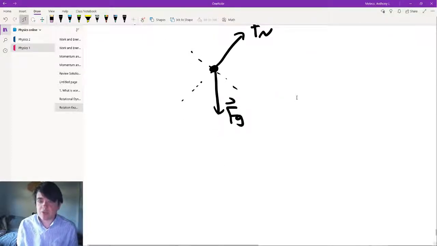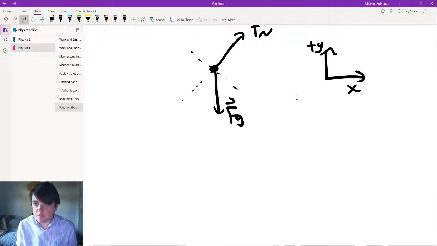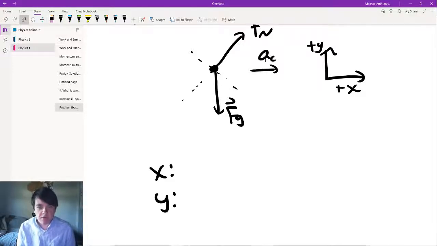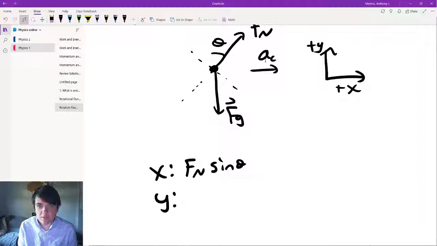And again, what I'm going to do is set this up with our x and y Cartesian coordinate system, simply because we want the acceleration. So a_c will point this way, again towards the center of rotation. Okay, so our x and y equations will look like this. Fn, the angle's right here, so it'll be Fn sine theta, because sine will give us the x. And this will be equal to mv squared over r.